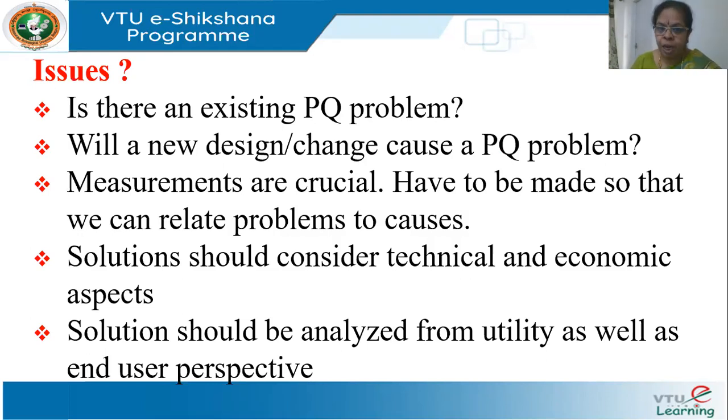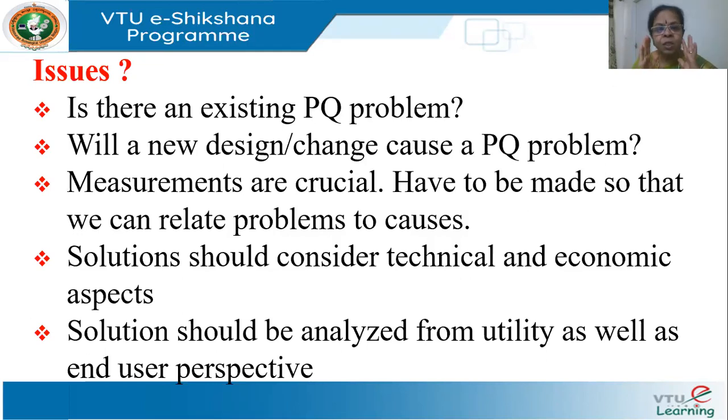Will a new design or change proposed solve the problem? And secondly, will the design cause another fresh power quality problem? How? Yesterday we saw power electronic equipment causes a lot of harmonics. Sometimes the solution to a particular power quality problem may involve installation of power quality equipment, which involves power electronics components. Fine. So these power electronic components may solve the problem on hand, but they may create a fresh problem.